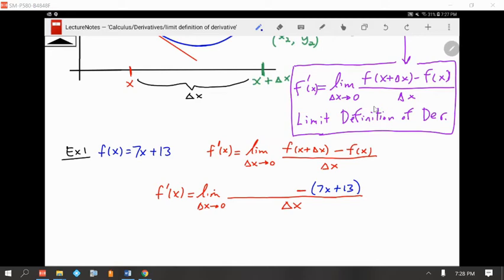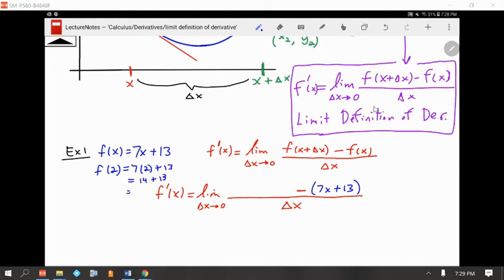This is the part that's the most confusing. F of x plus delta x. What in the heck does f of x plus delta x mean? Okay, hopefully you would know what this means. And maybe just to review, what if I were to ask you, what's f of 2? F of 2 would mean 7 times what? Times 2 plus 13. And what is 14 plus 13?